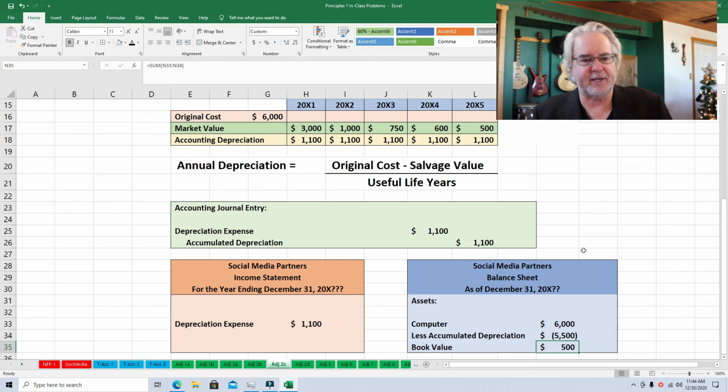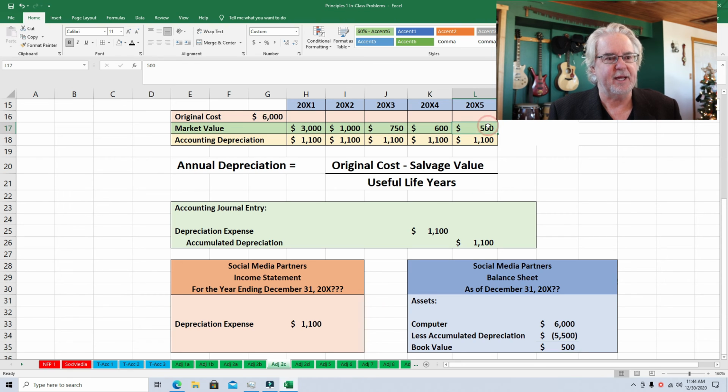Now, what's going on here is that they estimated, and it was all a guess. It was just a total guess. They thought, at the end of 5 years, it'll probably be worth about $500. So that's, right here, $500. And so that's how they figured out the depreciation. They said, salvage value probably $500.